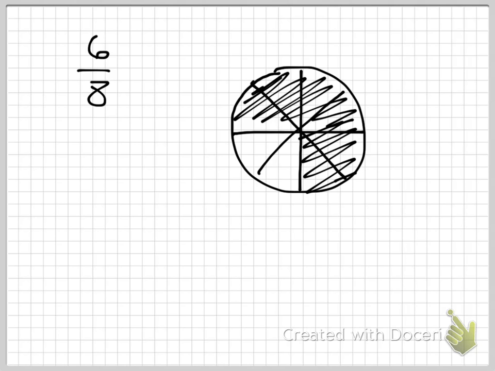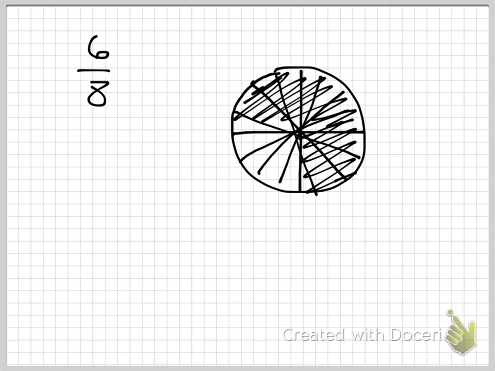I'm showing you 6/8. Did I add or take away any of the pie? No. It's still the same amount of pie. Do you agree? It's the same amount of pie. I just cut it into more pieces. If I was to do it again, what is it now? 12/16. Did I add pie? Did I take away pie? No, it's the same. They are the same fraction.